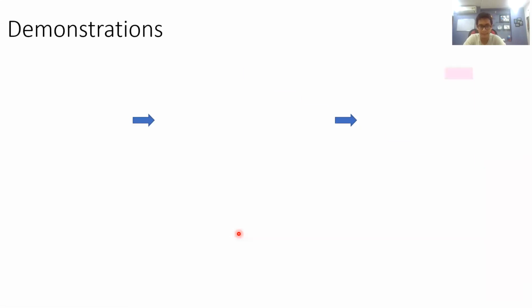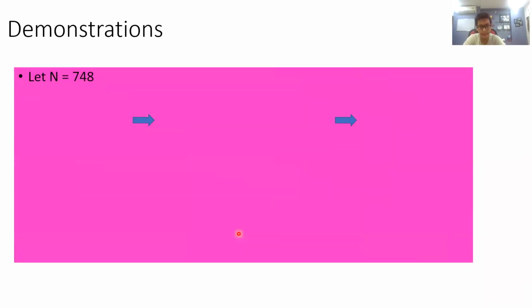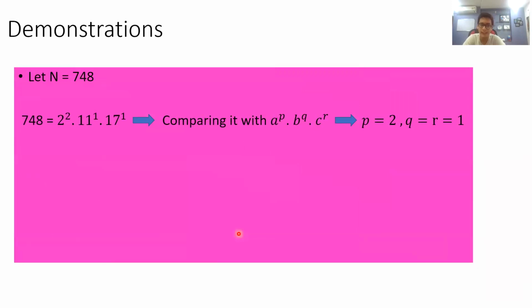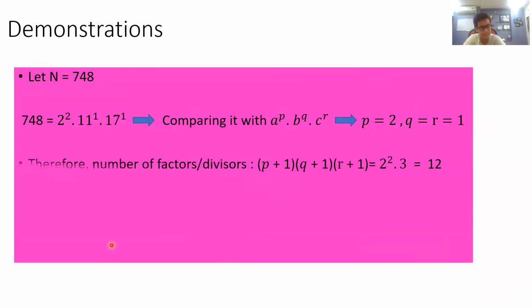Last demonstration. Let n equal 748. 748 equals 2 squared times 11 to the first times 17 to the first. Well, I chose this number because it has 3 exponents, just to give you an idea of how the formula would be if the number of exponents were greater than 2. Right. Comparing it with a to the p times b to the q times c to the r, we get p equals 2, that's your exponent of 2 here, and you get q equals r equals 1. These are your exponents of 11 and 17 respectively.